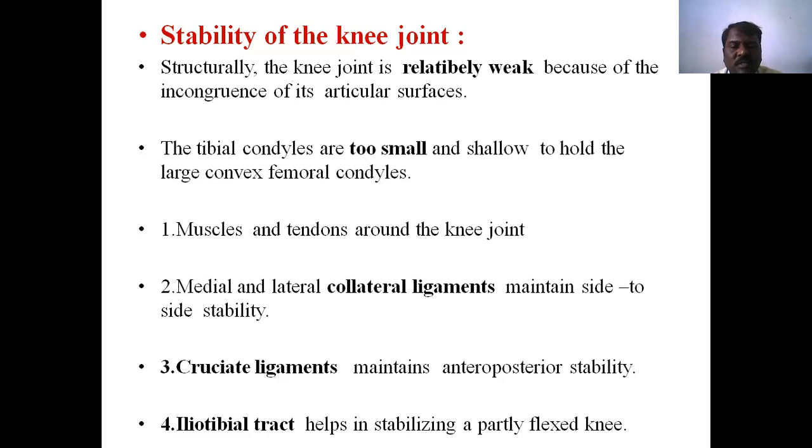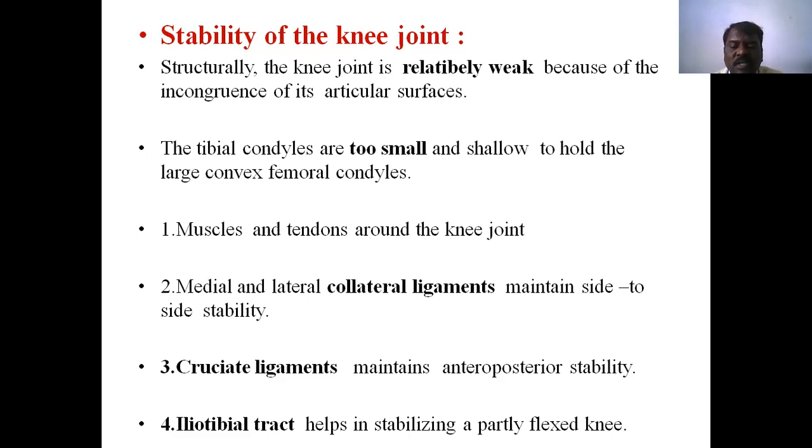Next, another factor is the muscles and tendons around the knee joint. Not only this, the medial and lateral collateral ligaments also maintain the stability of the knee joint. Next are the cruciate ligaments. These are very, very important, maintaining the anteroposterior stability. There are two cruciate ligaments, anterior and posterior.